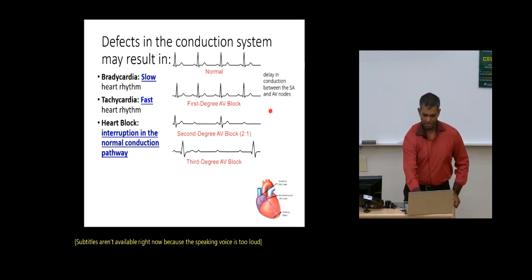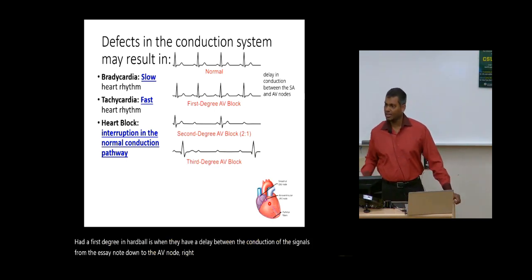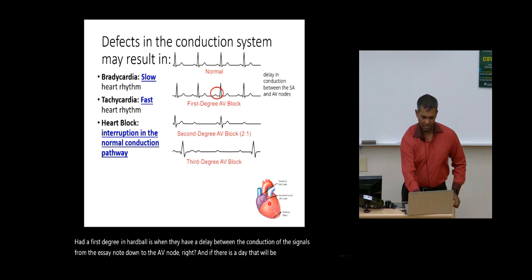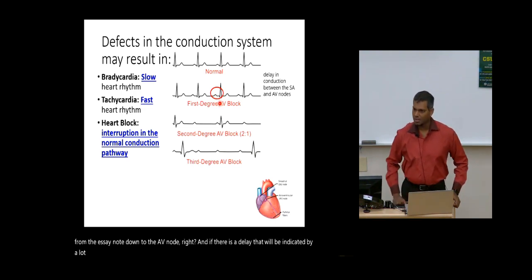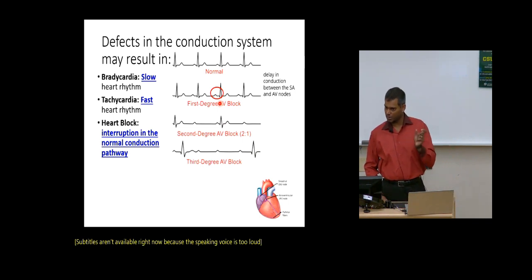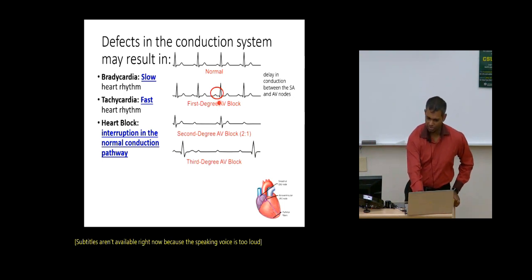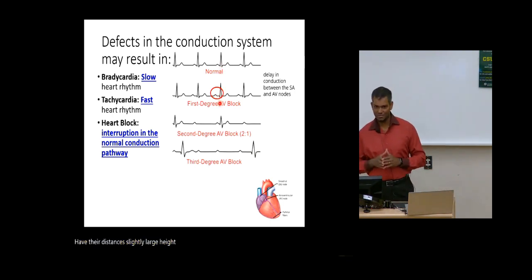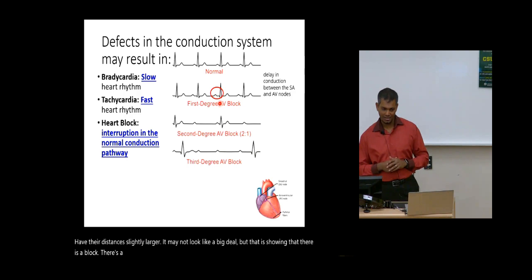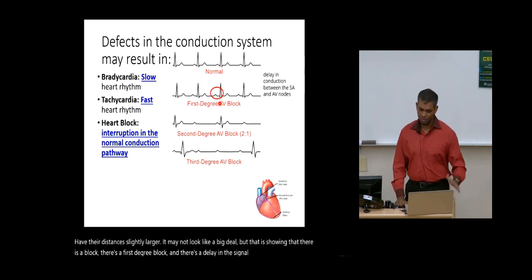A first degree heart block is when you have a delay in the conduction of the signals from the SA node down to the AV node, right? And if there is a delay, that will be indicated by a longer PR interval. So the distance between the P wave and the QRS complex is going to be slightly long. If you compare this region shown here in the red circle with the above P wave and the QRS complex, we see that the distance is slightly larger. It may not look like a big deal, but that is showing that there's a first degree block, and there's a delay in the signals reaching from the SA node to the AV node.